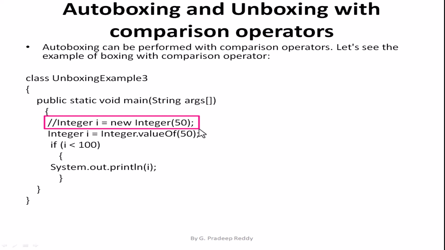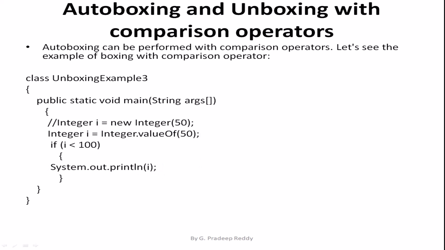In general, what we are doing is Integer i equal to new Integer of 50, which is meant for the wrapper class. Instead of that, here we have declared Integer.valueOf of 50, which is also the same. So i is holding the value of 50. Now we are going to check the condition i is less than 100. 50 is less than 100, which is true, so it has to print the output. In the case of boolean, we have checked that particular program.